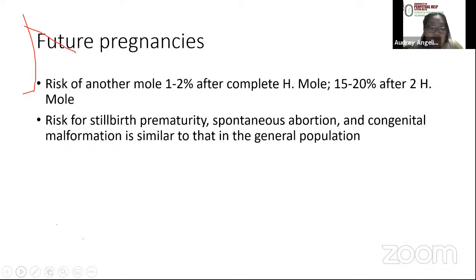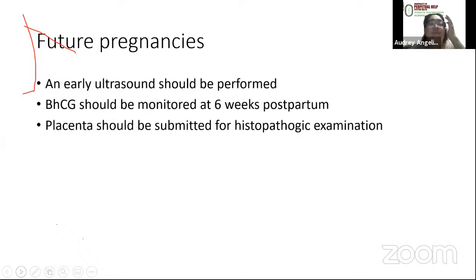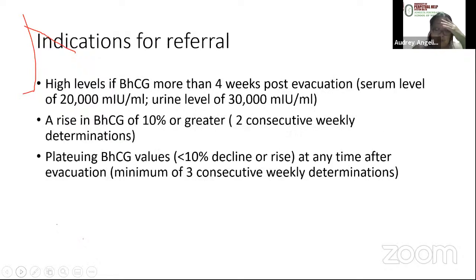Okay. So the risk of another mole after a pregnancy would be 1 to 2% after a complete mole, 15 to 20% after a partial mole. So the risk for stillbirth, prematurity, and the like is the same as your general population. So early ultrasound should be performed. Beta hCG should be monitored at 6 weeks postpartum, and the placenta should be submitted for histopathologic evaluation.